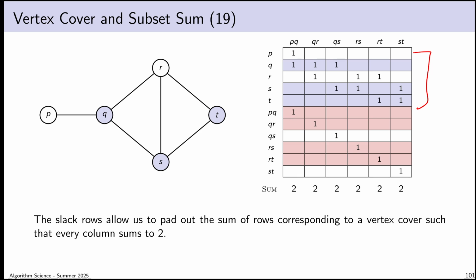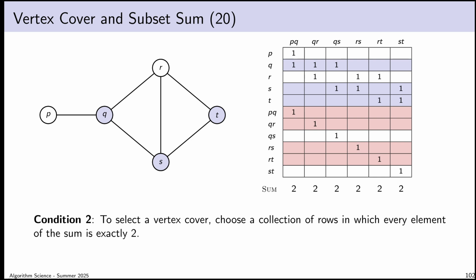So if I look at, for example, the edge PQ, only one endpoint of the edge PQ is in the vertex cover, but I would like it if my sum could be guaranteed to always equal 2 all across the board when I have a valid vertex cover. So what I do is I just add in the corresponding slack row. Okay, and so then I can turn this into a new condition. With this new matrix, to select a vertex cover, choose a collection of rows in which every element of the sum is exactly 2.